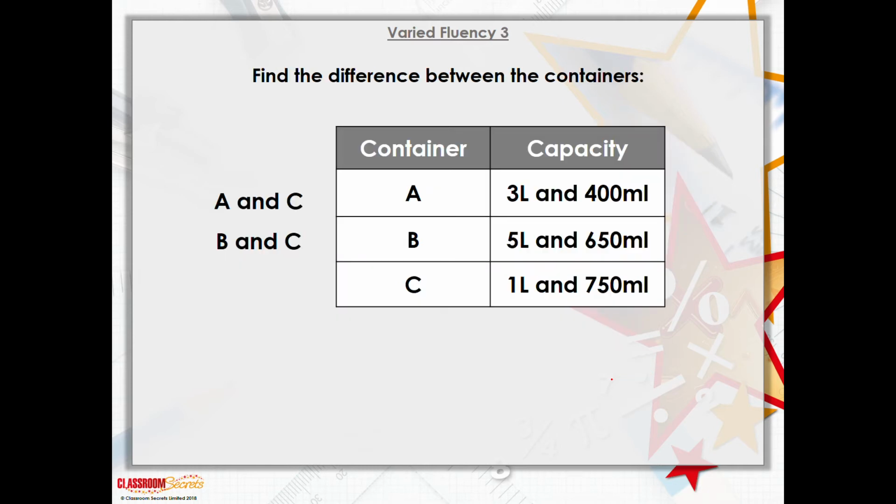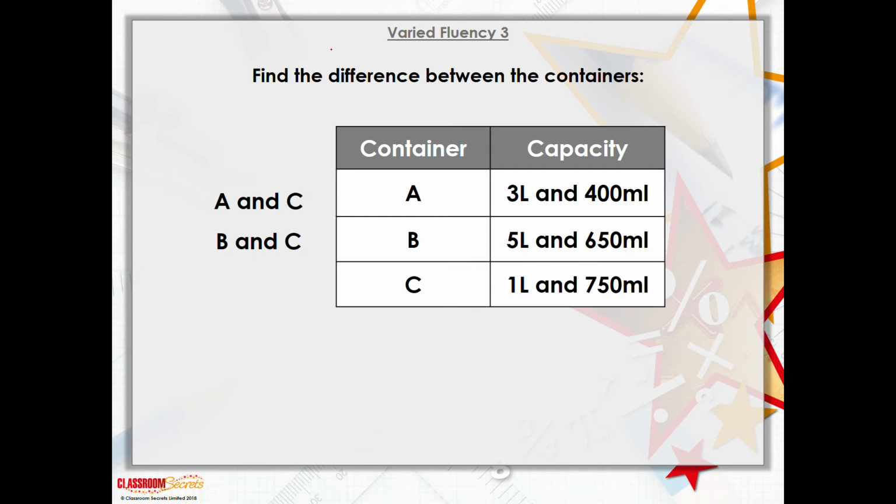Find the difference between the containers. Container A is 3 litres and 400 millilitres, container B is 5 litres and 650 millilitres, and container C is 1 litre and 750 millilitres. At the side it wants you to find the difference between container A and container C, and the difference between container B and container C.